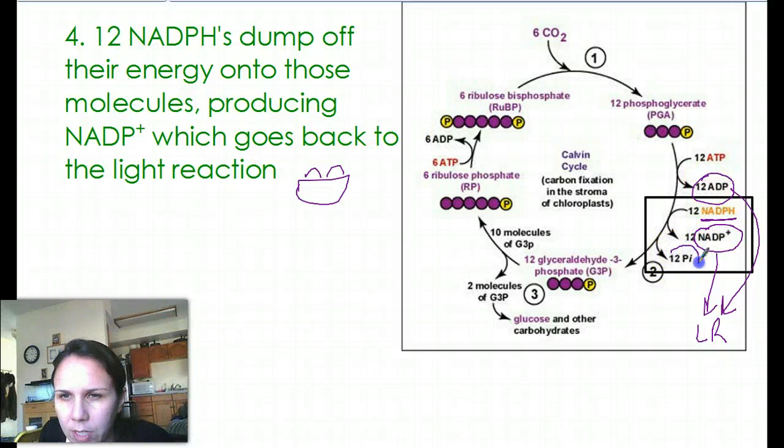And right there, do you see that? 12 Pi. You could just think of it as P, phosphate. The i just means inorganic, so that doesn't really mean anything for us. So 12 inorganic phosphates get popped off. Okay, so now what?